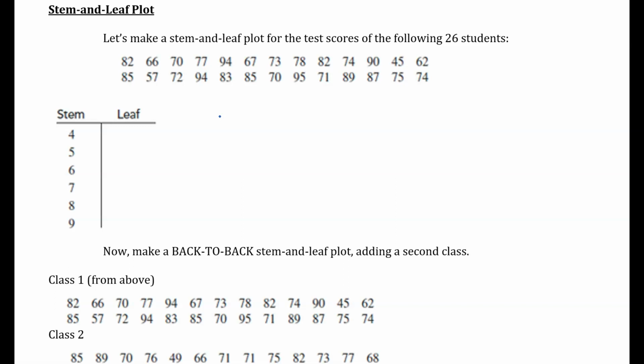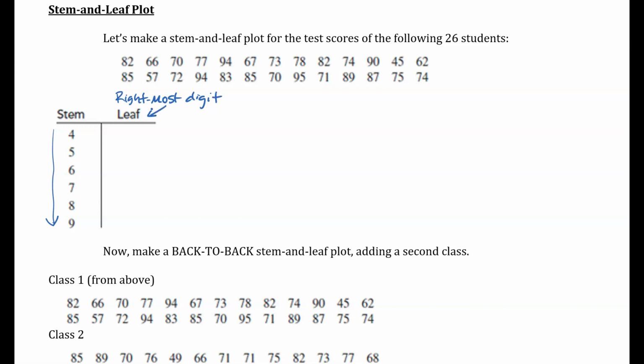So what we're going to do here is make a T-chart and write stem on one side, leaf on the other. So this is already done for you. And then the next thing you do is you fill out what we call the stems. Well, the rightmost digit is always the leaf. The rightmost digit is always the leaf.